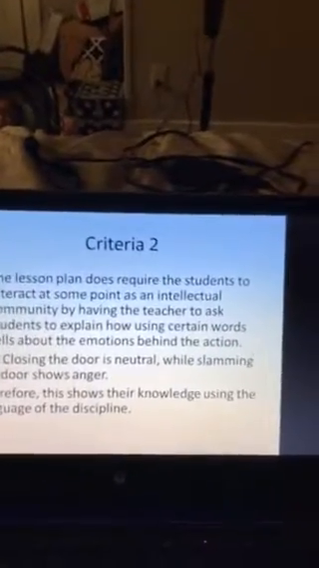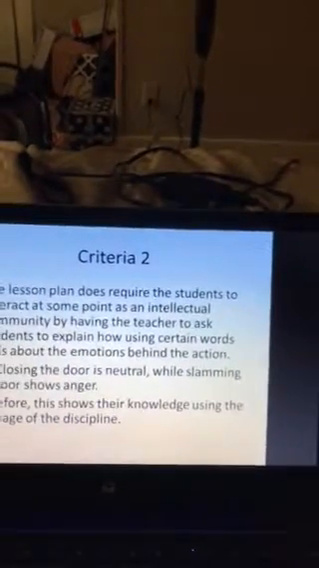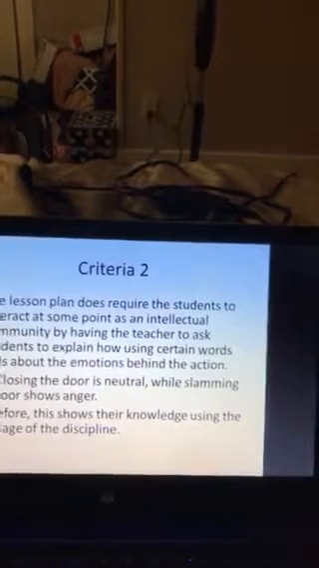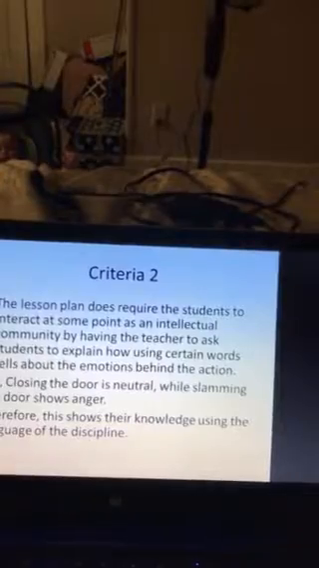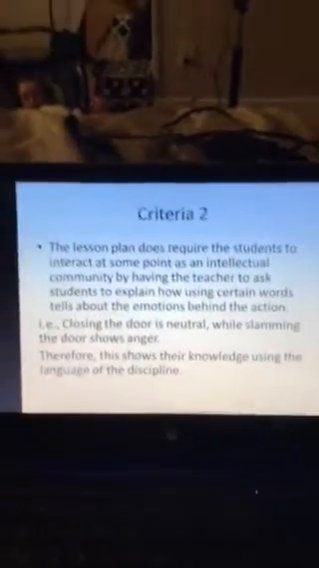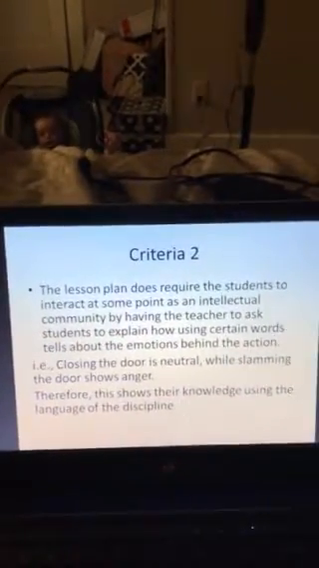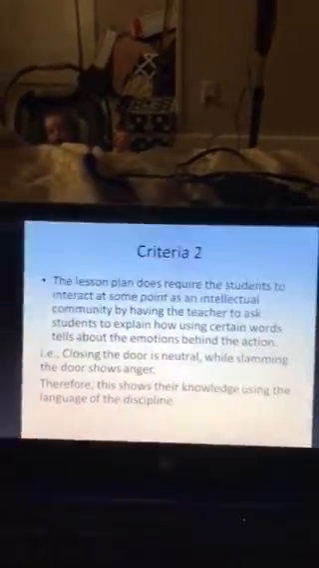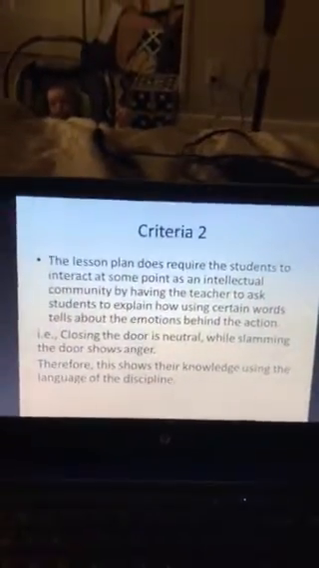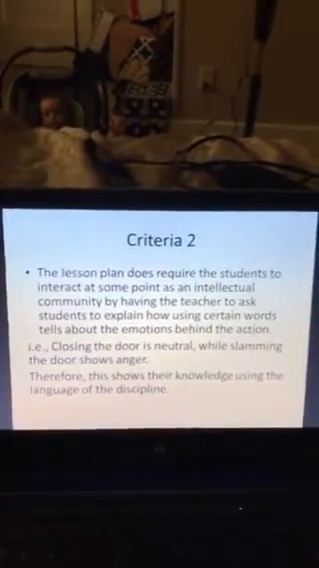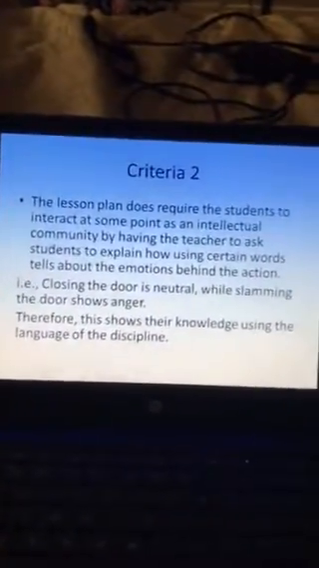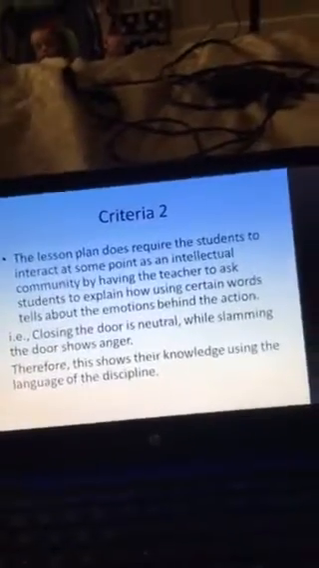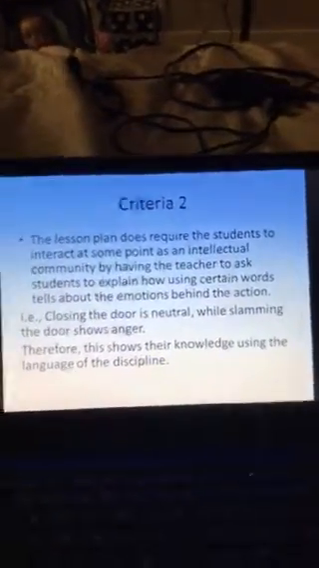Criteria 2. The question for Criteria 2 is, does the lesson plan require students to interact at some point as an intellectual community? Do they share their knowledge, learning, findings using the language of discipline? My answer is, the lesson plan does require the students to interact at some point as an intellectual community by having the teacher ask students to explain how using certain words tells about the emotions behind the action. Example, closing the door is neutral, while slamming the door shows anger. Therefore, this shows their knowledge using the language of discipline.